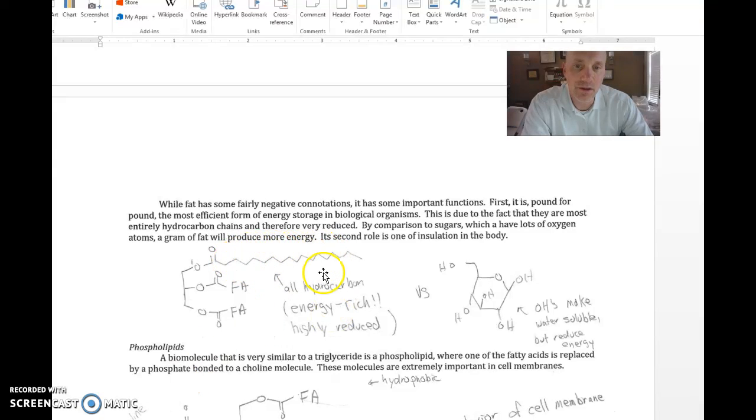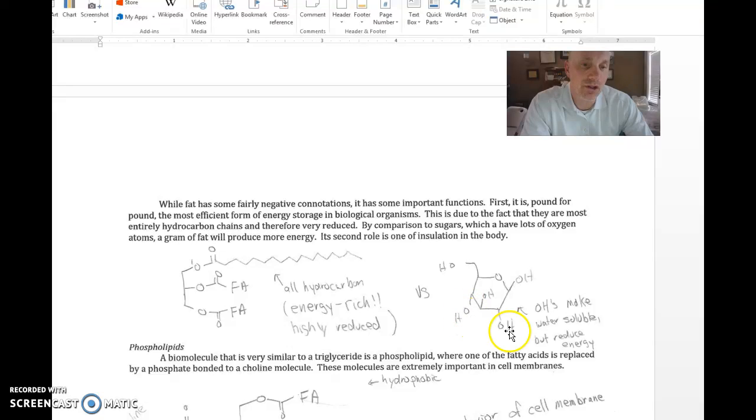Because this molecule is very highly reduced, if your body needed to turn it into energy, there would be a tremendous amount of energy that you could get from this, because in general, organic molecules don't become any more energy rich than if they're just plain hydrocarbons. By comparison, another type of molecule that our body uses for energy are sugars or carbohydrates. Sugars are just a type of carbohydrate.